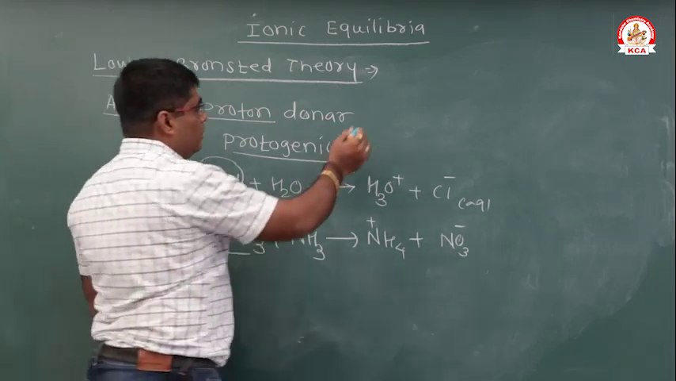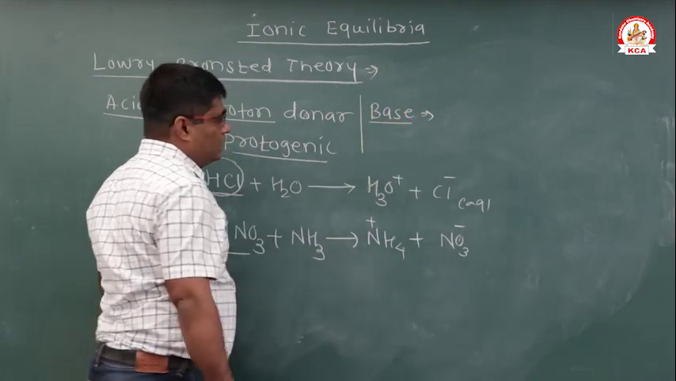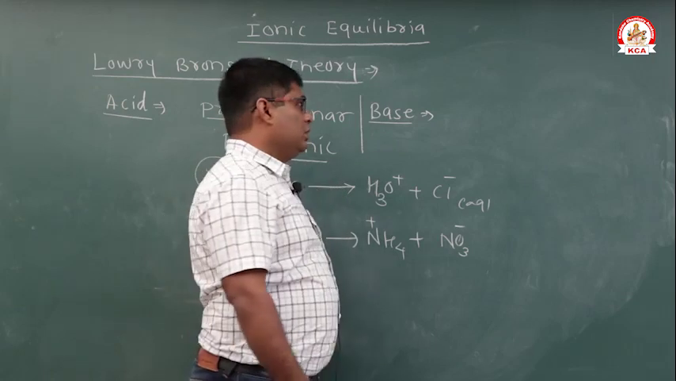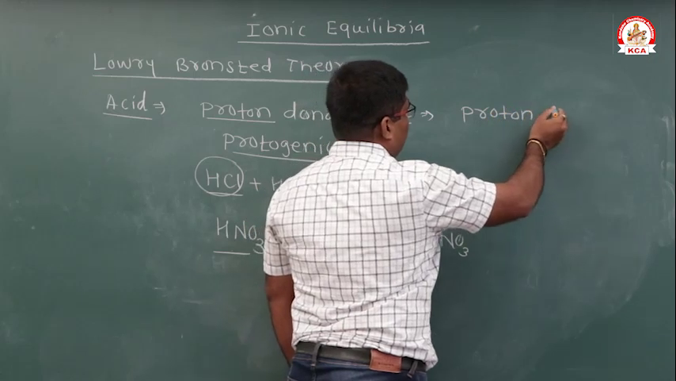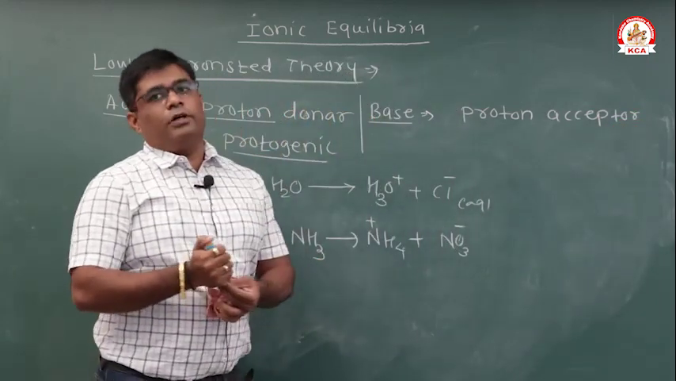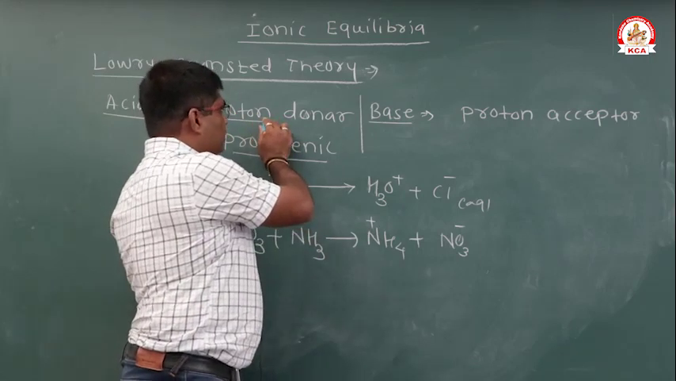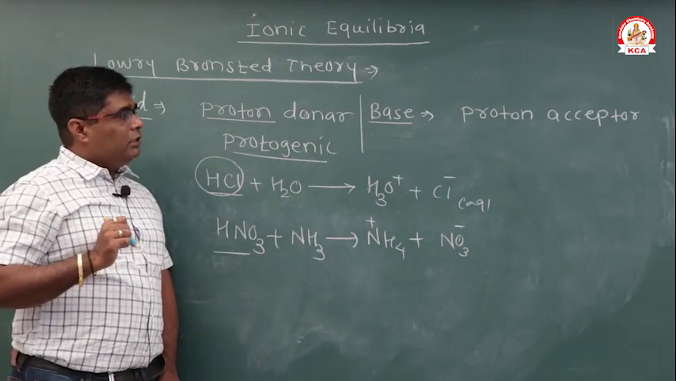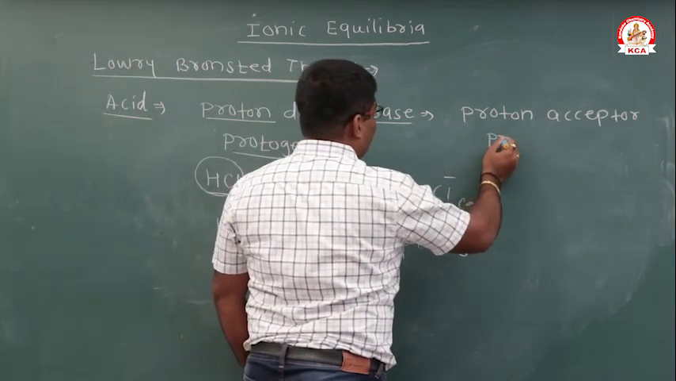Exactly opposite, what is the base? The base is the substance which accepts the proton from another substance. So base is the proton acceptor, and acid is the proton donor. What is acid? The substance which donates the proton to another substance. And what is the base? The substance which accepts the proton from another substance, and this is known as protophilic.